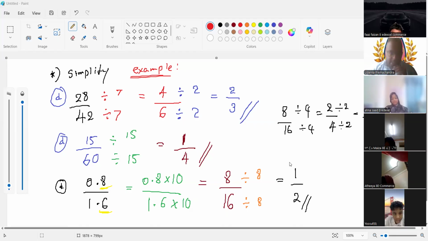So when you simplify, both numerator and denominator should be divided by the same value.